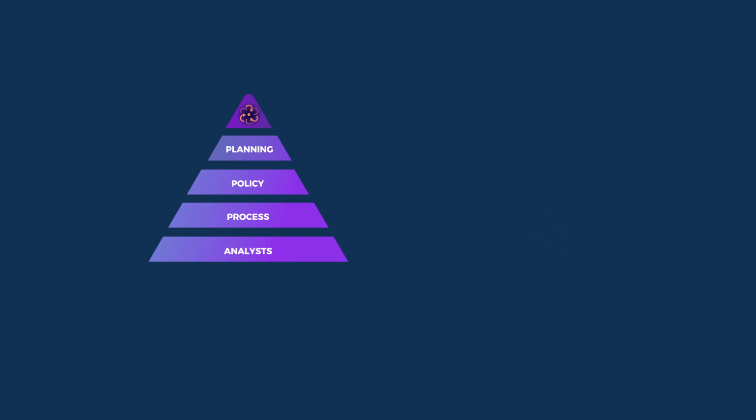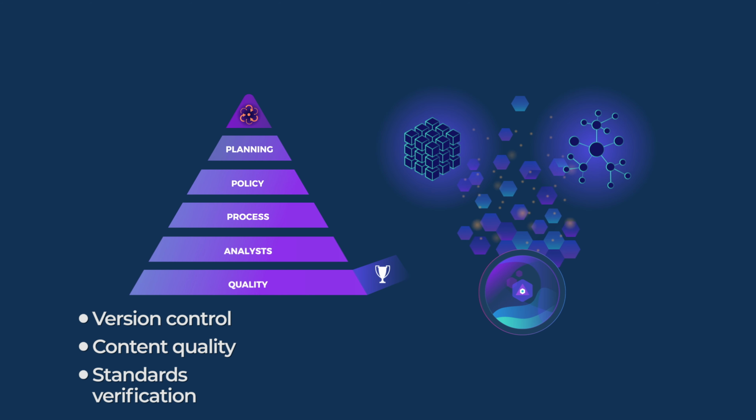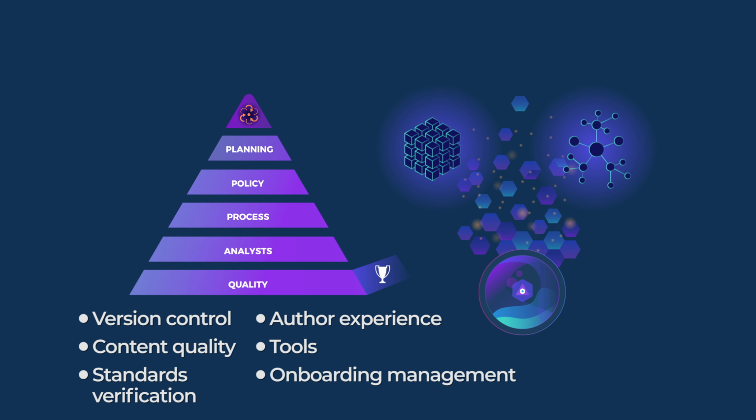And Ops wouldn't be Ops without paying attention to quality. Ops is responsible for a lot of content quality dynamics, including version control, content quality, structure and semantic standards adherence, all of those author experience pieces that make content flow, and all of the tools and onboarding management that keeps quality in place at every touch point. Quality is a process, and that process has to be maintained by, you guessed it, Ops.